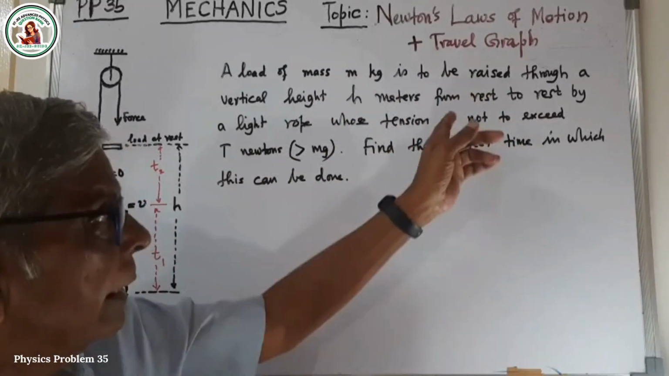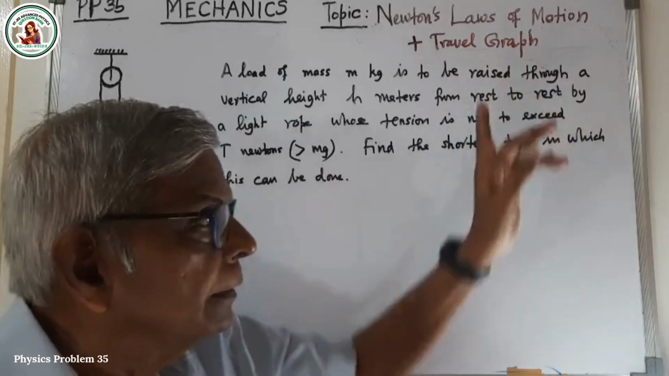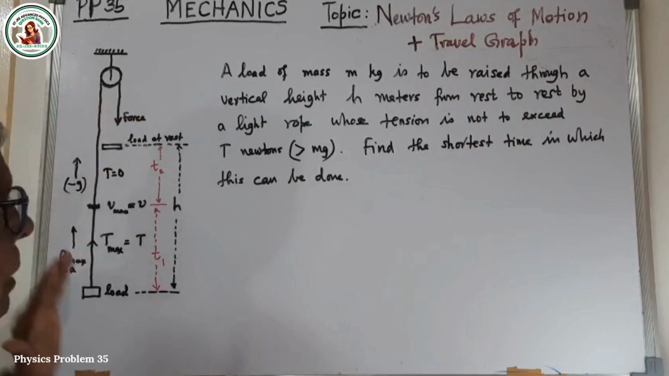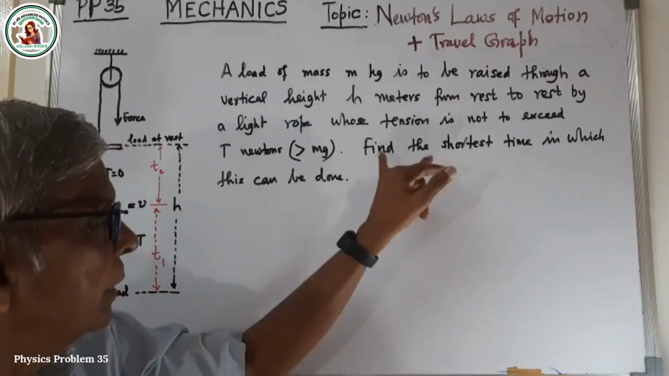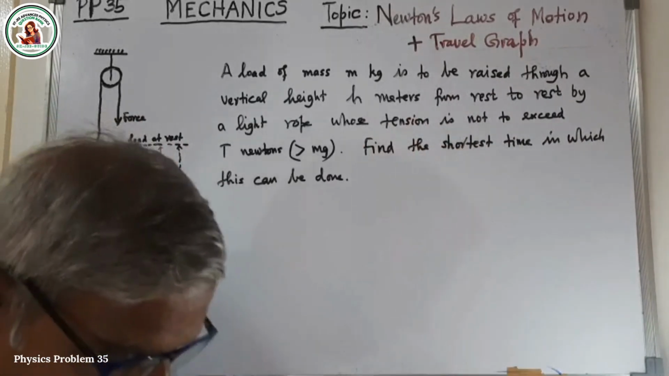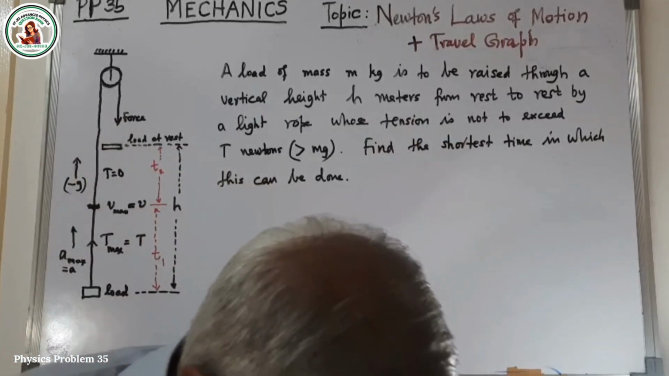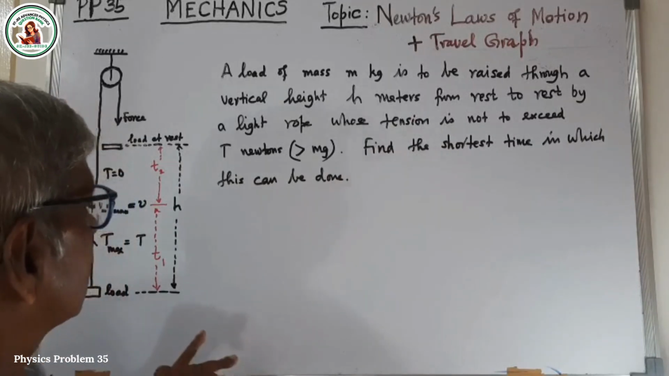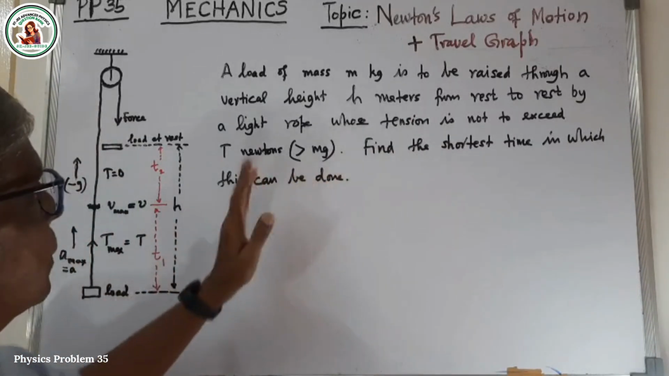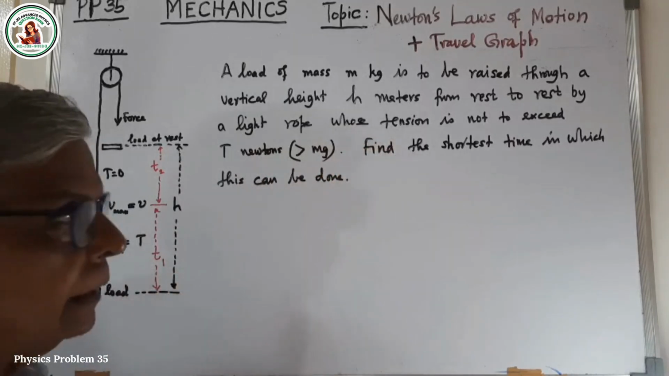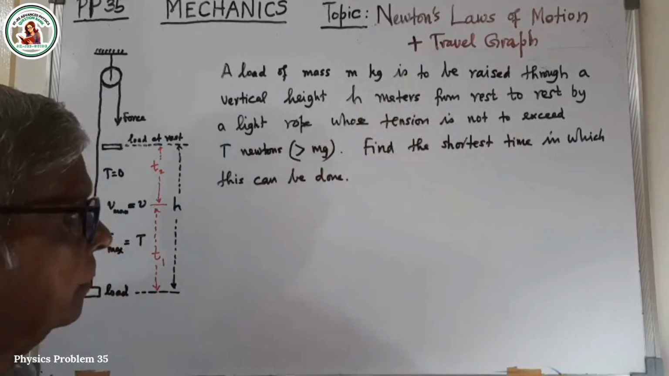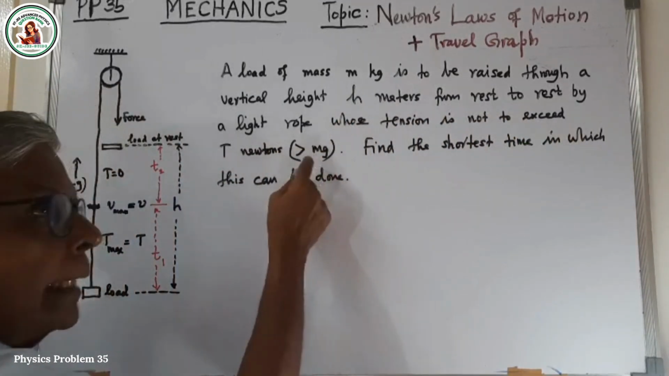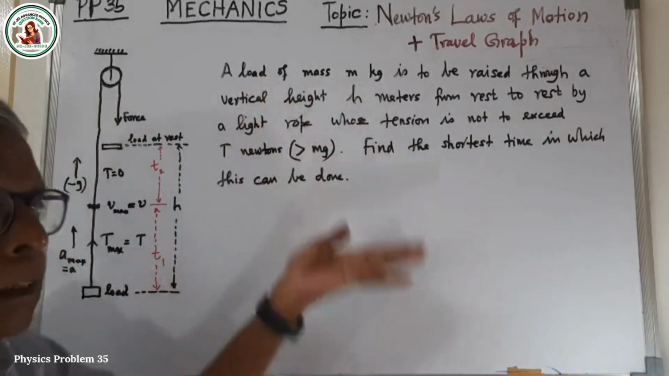Not just lifting, it should be lifted from rest to rest. That is, starting at rest and then it should stop at that height with the maximum tension available. So what is the minimum time in which this can be done? That is the question under the given conditions. And the breaking tension T newton is more than mg. That has to be the case because otherwise the weight cannot be lifted up.